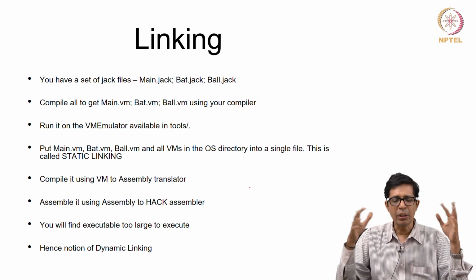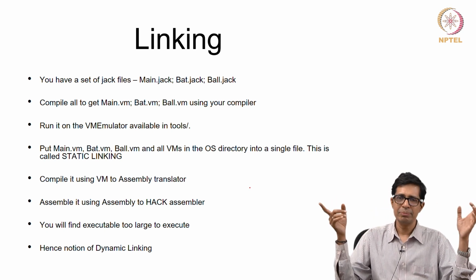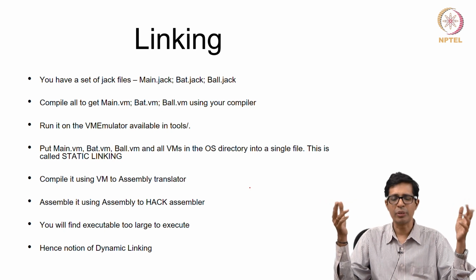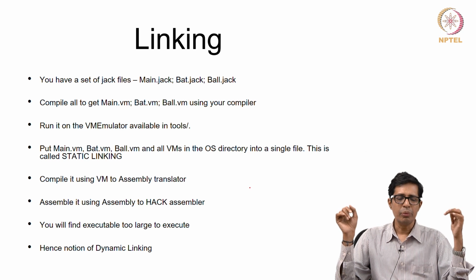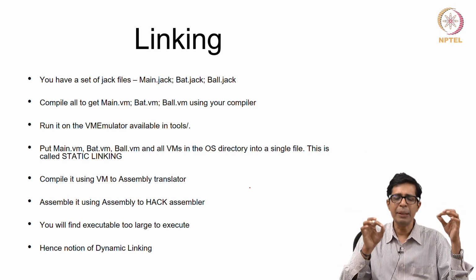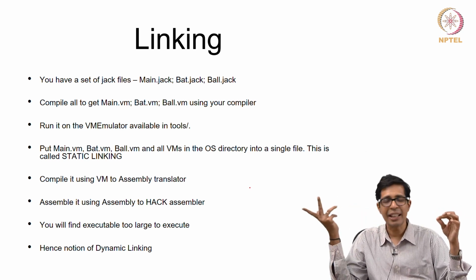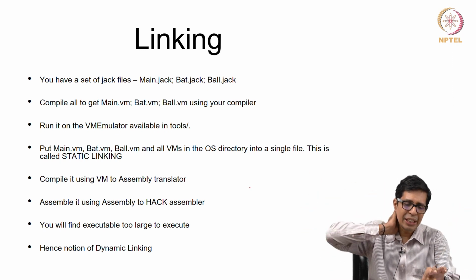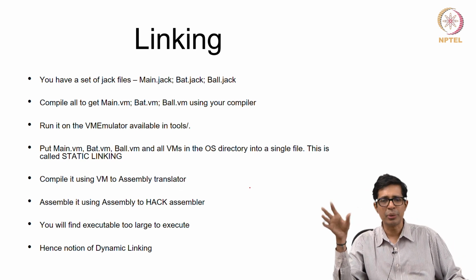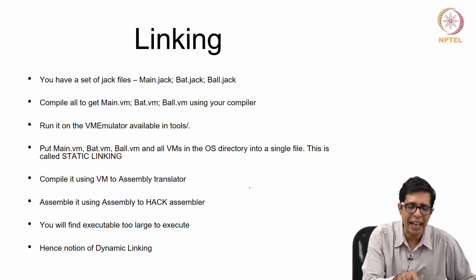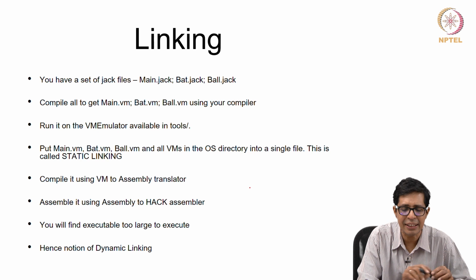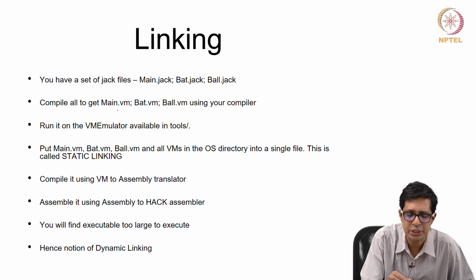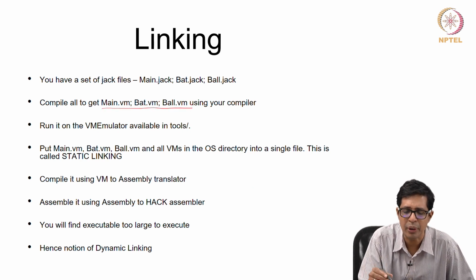We compile all of them to get main.vm, bat.vm, ball.vm with this. Now first and foremost, these main, bat and ball can also use some of the OS routines. If you use the VM emulator that is available in your tools directory, you go and click on the directory that actually stores these 3 .vm files.